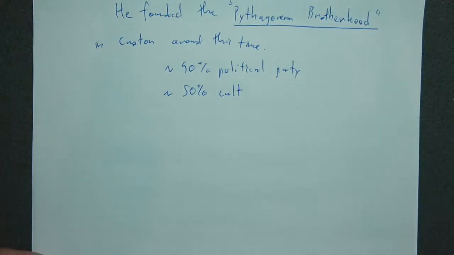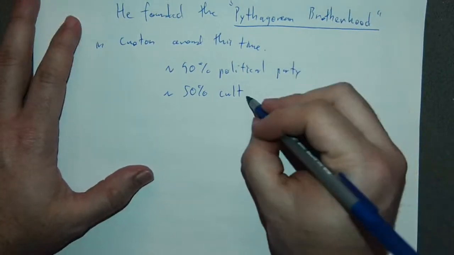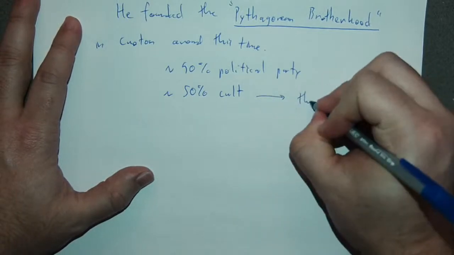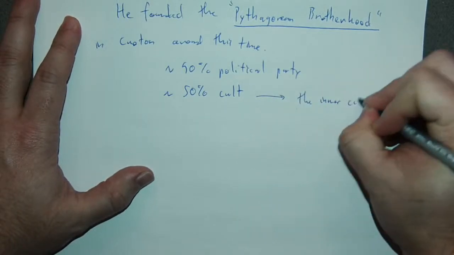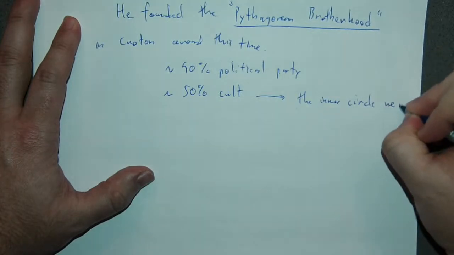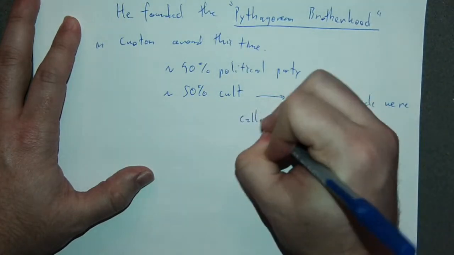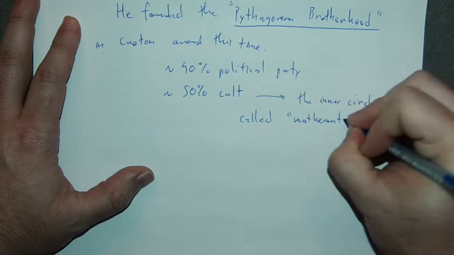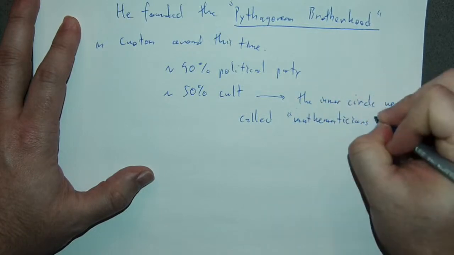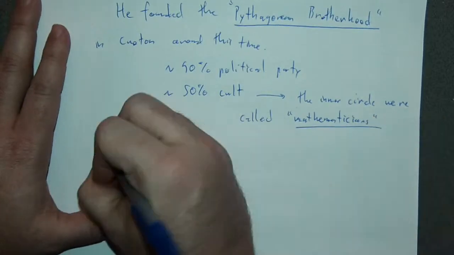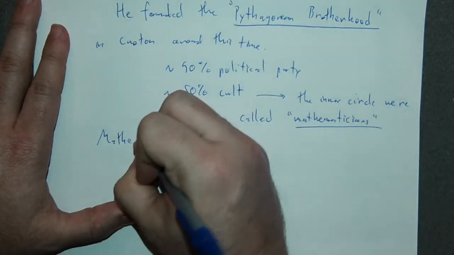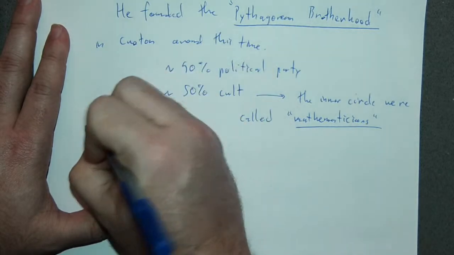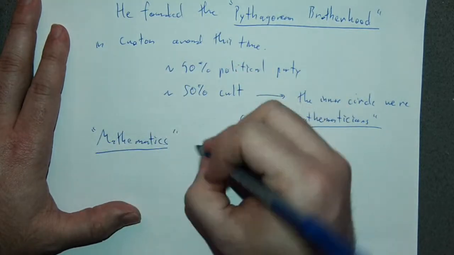So this cult aspect was where the mathematics came in. The inner circle were called mathematicians. And the root word mathematics, as a word, was first used by the Pythagoreans.